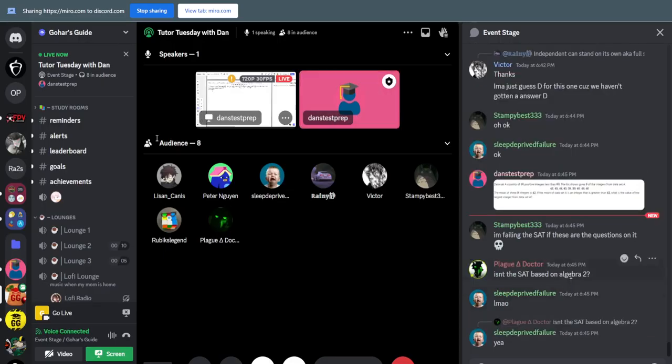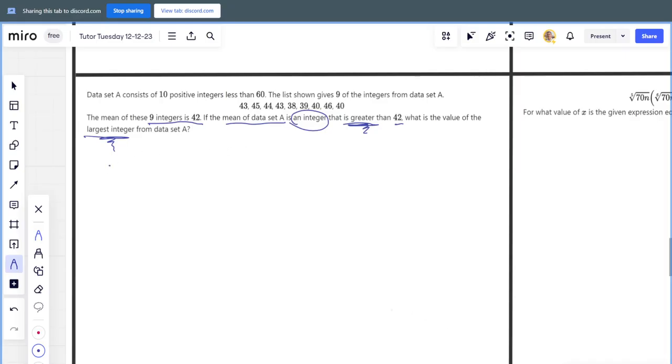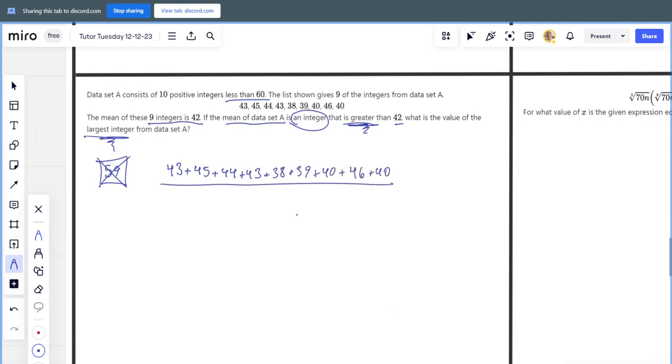Any thoughts here? I think a lot of people actually put 59 because it's the largest integer less than 60. But this is not correct, because the mean, when you add 59, is actually not going to be an integer. We want the mean to be an integer. And so when I take the mean of these numbers here, (46 plus 40)... divide by 9. The mean here is definitely 42.